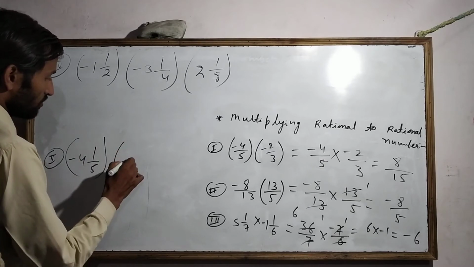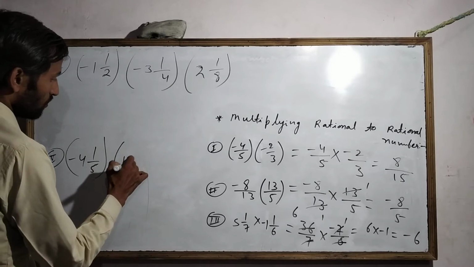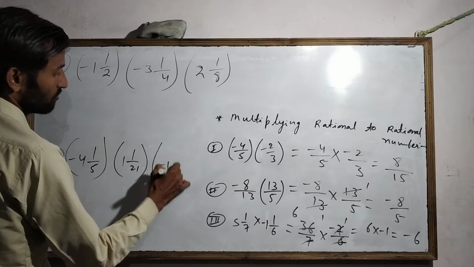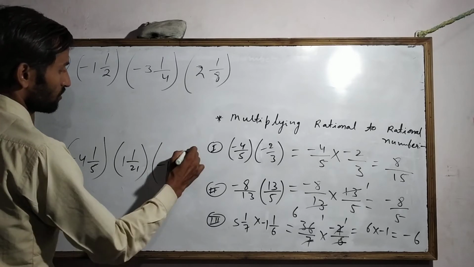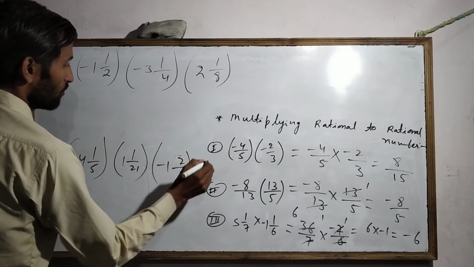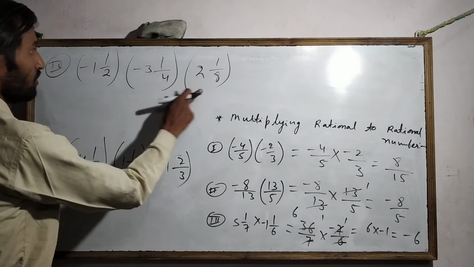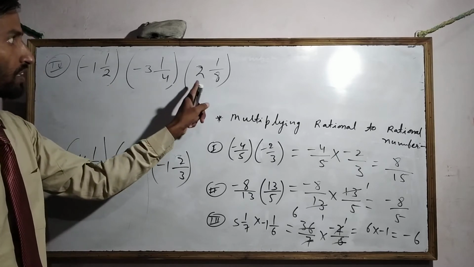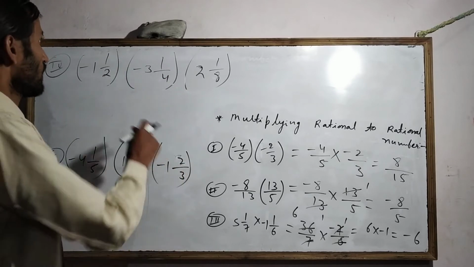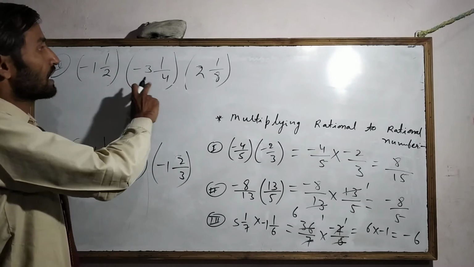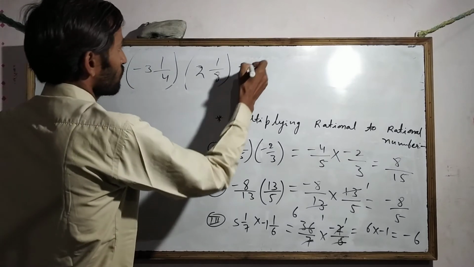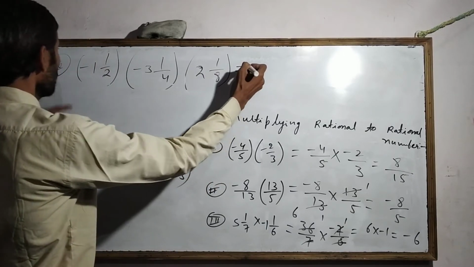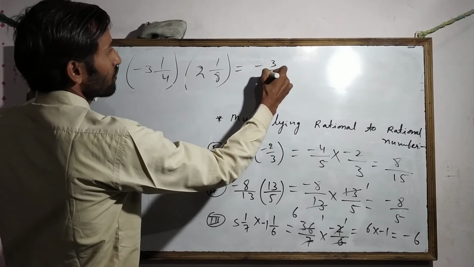and 1 upon 21 into minus 1 4 upon 3, 2 upon 3. So again, first of all remove all the small brackets and put multiplication here. And as well as, you have to remove the mixed fraction also. So first of all you have to remove this mixed fraction. Then how will it come? Minus 3 upon 2.